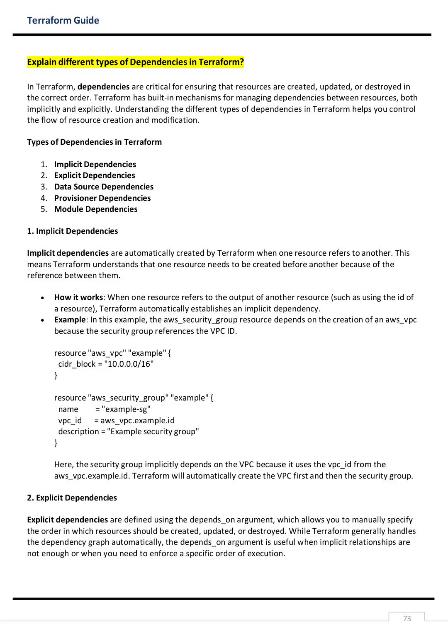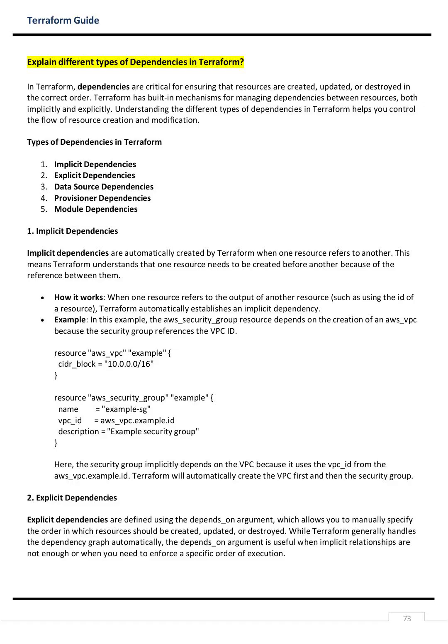Explain different types of dependencies in Terraform. In Terraform, dependencies are critical for ensuring that resources are created, updated, or destroyed in the correct order. Terraform has built-in mechanisms for managing dependencies between resources, both implicitly and explicitly. Understanding the different types of dependencies in Terraform helps you control the flow of resource creation and modification.